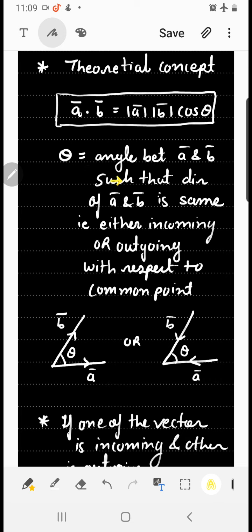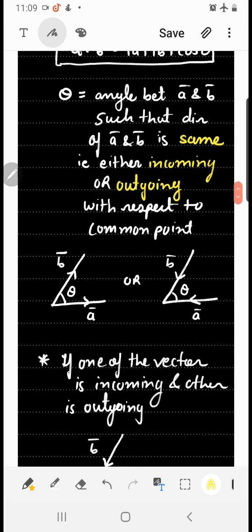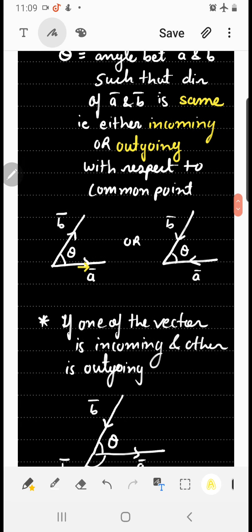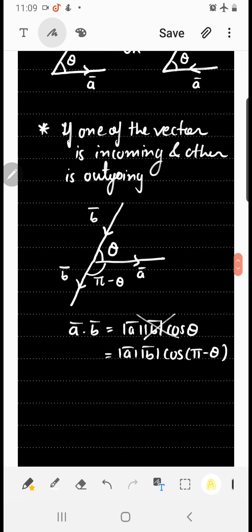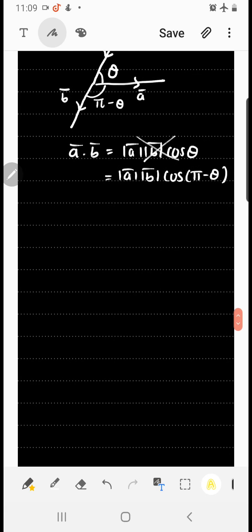But it is not only that; the direction of a bar and b bar must be the same, that is, both incoming or both outgoing with respect to the common point. Here the direction is outgoing, here the direction is incoming. So the doubt will come: what if the direction is not incoming or outgoing? In that case we use free vector theory, that is, we redefine the angle and use it here. So keep this formula in mind whenever we talk of the theoretical concept of dot product. Now let's move on to the calculative concept of dot product.